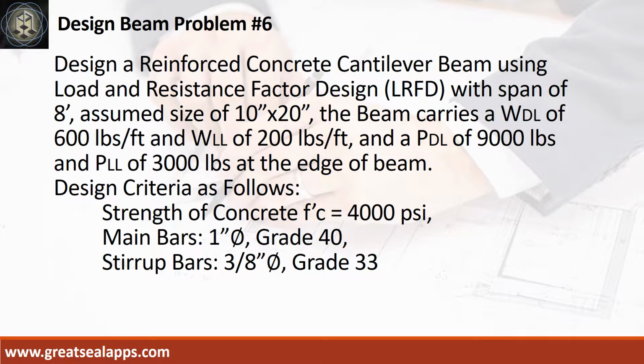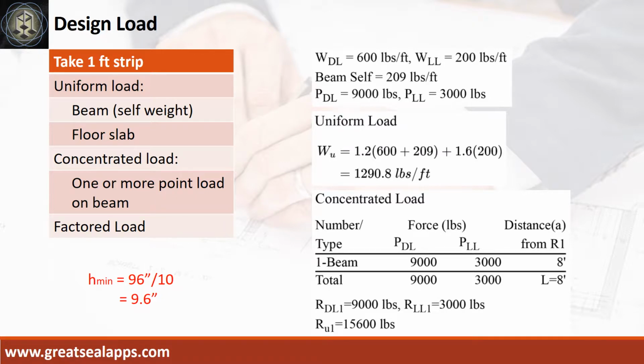The beam carries a uniform dead load of 600 pounds per foot and uniform live load of 200 pounds per foot, and a concentrated dead load of 9,000 pounds and concentrated live load of 3,000 pounds at the edge of beam. Design criteria as follows: strength of concrete 4,000 psi, main bars 1 inch diameter, grade 40, stirrup bars 3/8 inch diameter, grade 33.